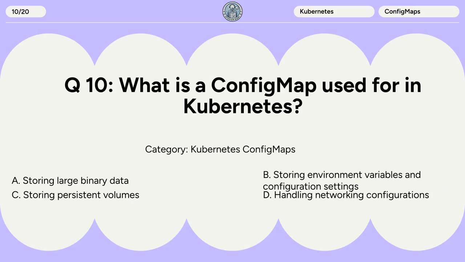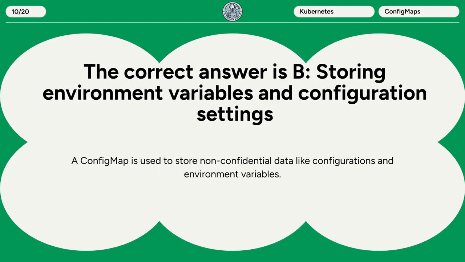Question 10. What is a config map used for in Kubernetes? A. Storing large binary data. B. Storing environment variables and configuration settings. C. Storing persistent volumes. D. Handling networking configurations. The correct answer is B. Storing environment variables and configuration settings. A config map is used to store non-confidential data like configurations and environment variables.